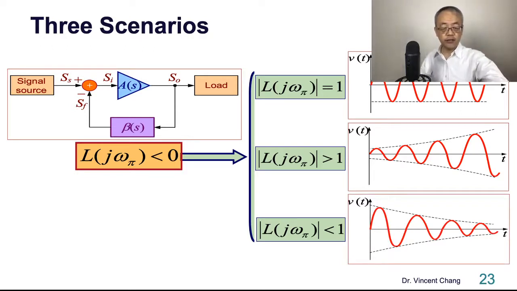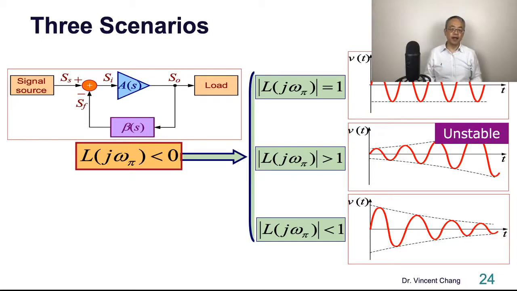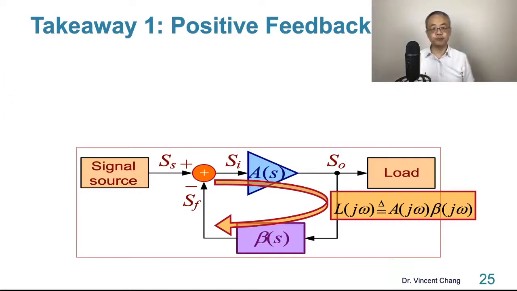In the first scenario, oscillation. In the second scenario, the negative feedback amplifier turns into an oscillator with a growing amplitude, which is unstable. The amplifier becomes unstable. And if the magnitude is less than 1, the amplifier circuit is stable. All right?